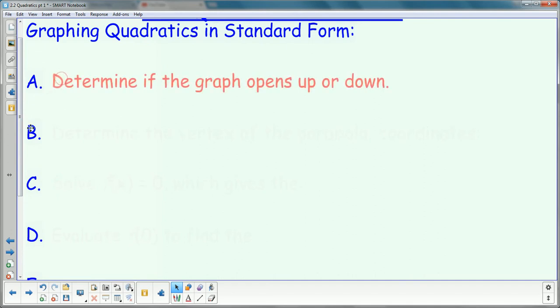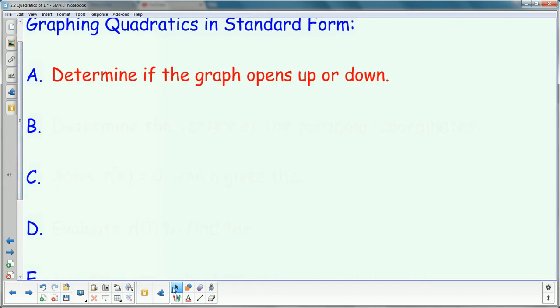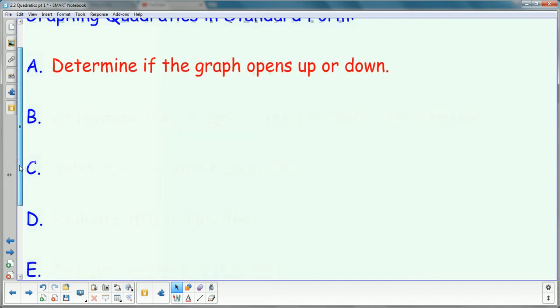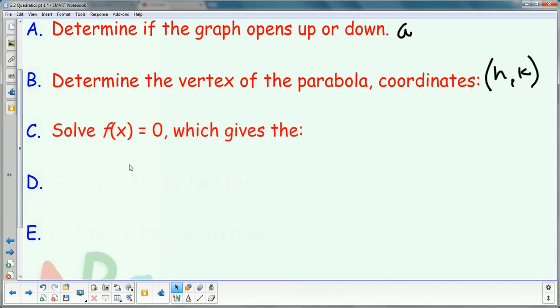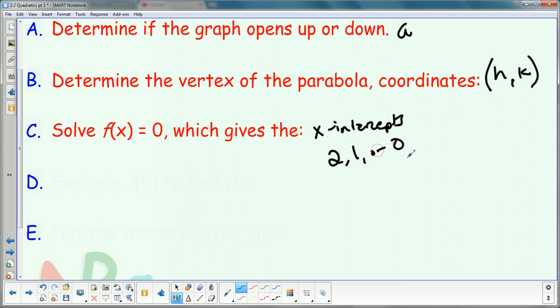And now, if we take that one step further and we graph it, what we're going to do first is determine if it opens up or down. Remember, that is based on the a value. Then you're going to determine the coordinates of the vertex of the parabola, which means we have h, k. So the first piece is your a value. Second piece, h and k are going to give you the vertex. If we then solve the equation f of x equals 0, this is going to give you your x-intercepts. Okay, in possibilities, you could have 2 of them, you could have 1 of them, or there could be none of them.